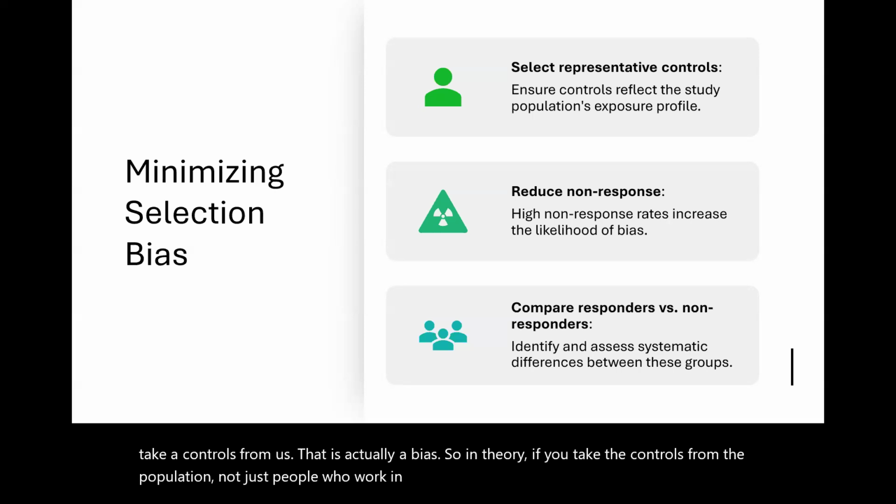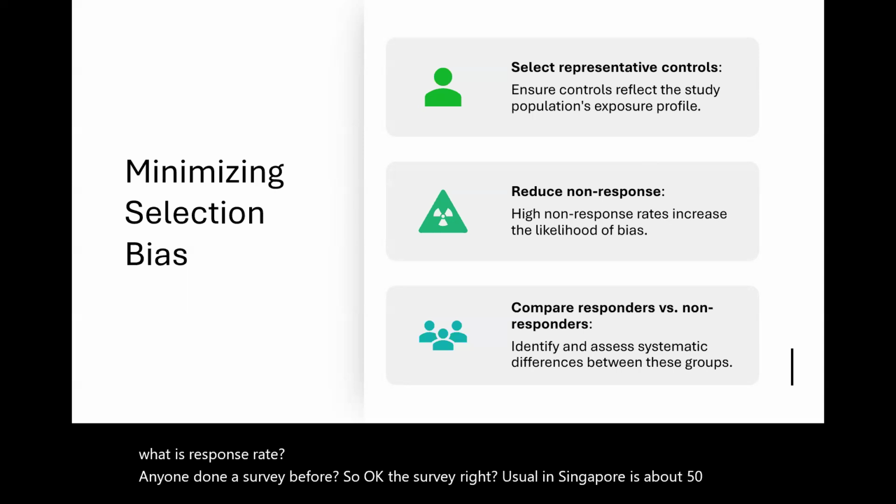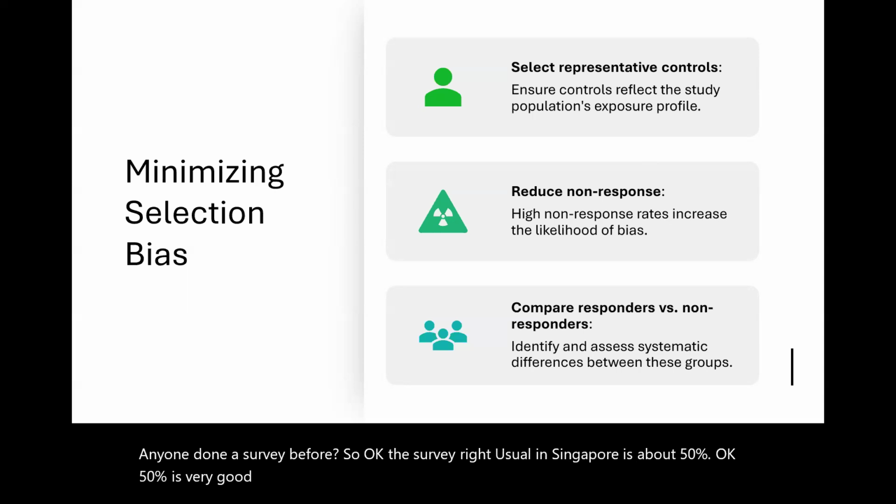Okay. Another thing that we try to do is this thing called reducing non-response. What is response rate? Anyone done a survey before? So, okay, in a survey, right, usual in Singapore is about 50%. Okay, 50% is very good already. Why? Because the non-responder are usually very different from responder.